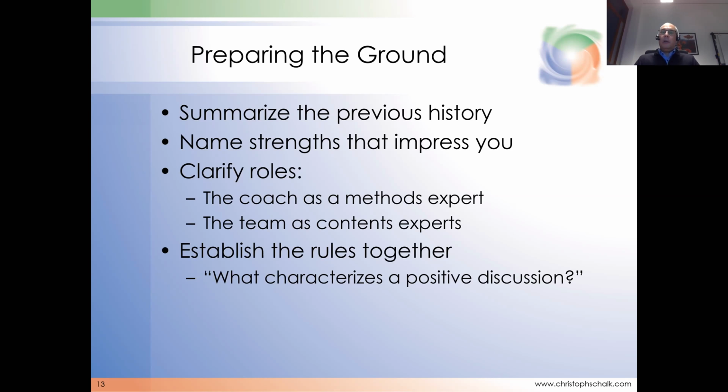Then preparing the ground also means clarifying the roles. You as the coach, you are the expert for the process, for the methods, but the team, the church members, they are the experts for their own church, for the content, so to say. And maybe you also need some rules, especially if there's, let's say, a kind of conflict situation in the church. Then it's good to have rules, how a positive discussion would look like, things like that. But very often that's not even necessary because you realize that they really want to work together and change something.